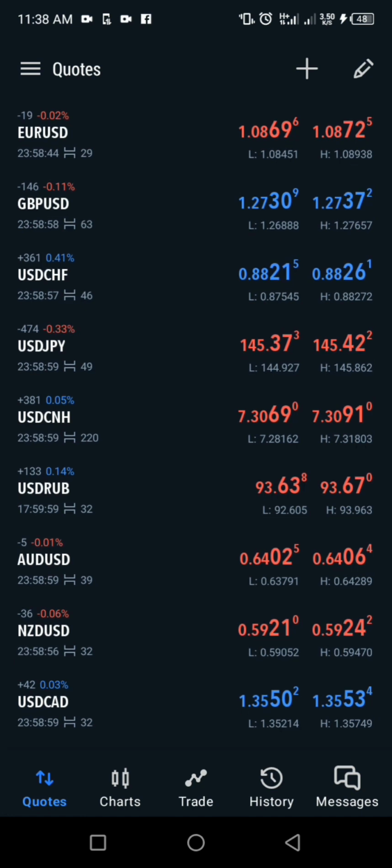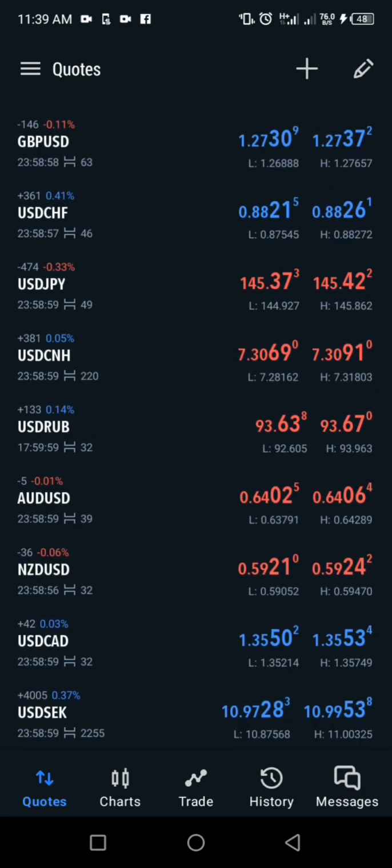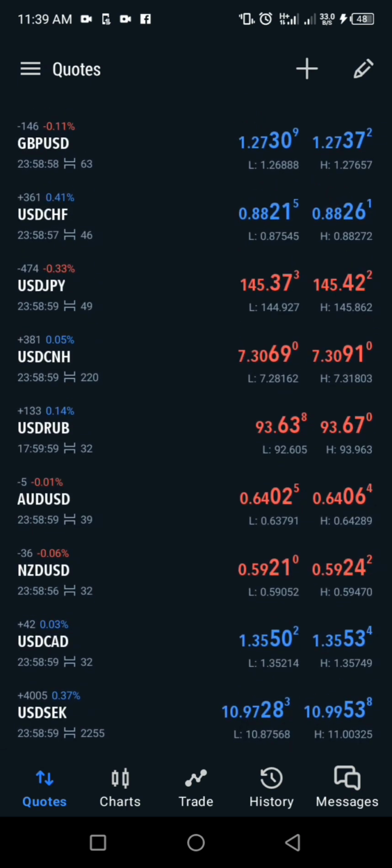Now if you open your Meta 5 and you aren't seeing these currency pairs here, what that means is the currency pairs have not been added for you, or because sometimes when you create your Meta 5 account, some of the currency pairs are not listed. If you even scroll here, you can see that not all the currency pairs are listed.